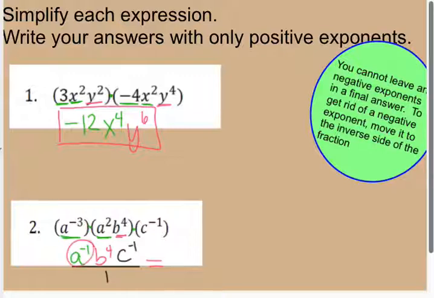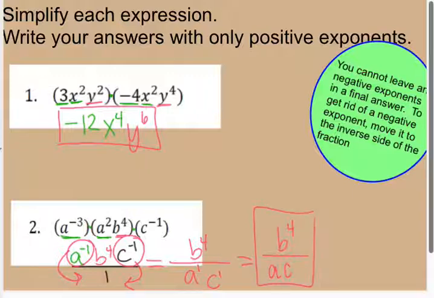So I would take and move a to the negative 1 to the denominator. So I would have a to the 1st. And my c is also negative, so I would move that down. So it's c to the 1st. And then I would still have b to the 4th in my numerator. And we typically do not write that when it is to the 1st power. So the simplified all the way would be b to the 4th over a times c.